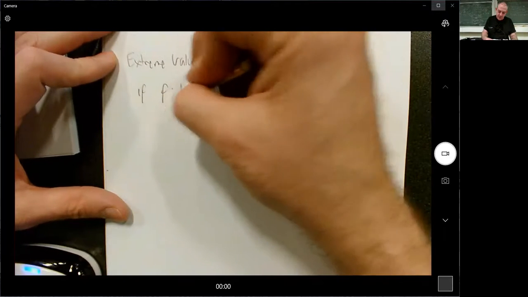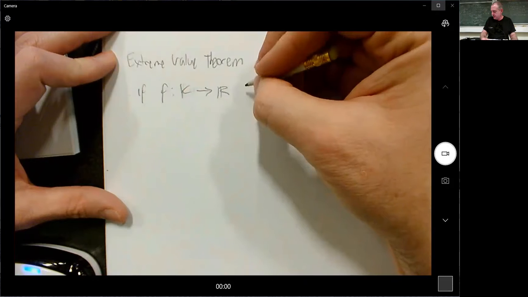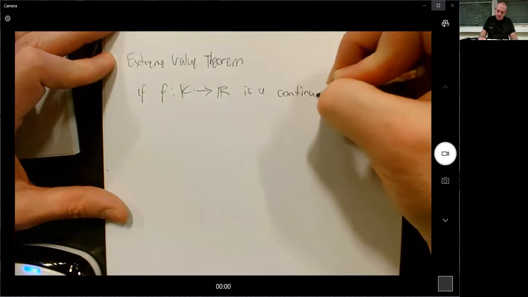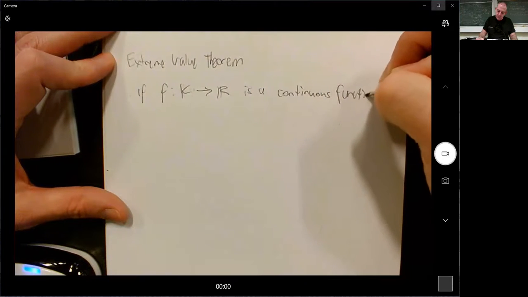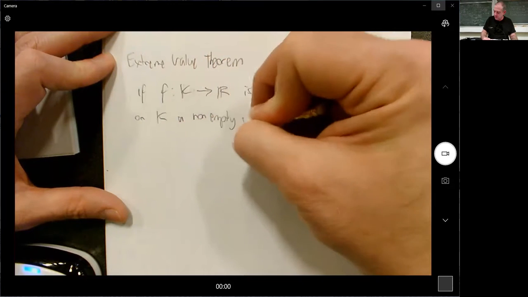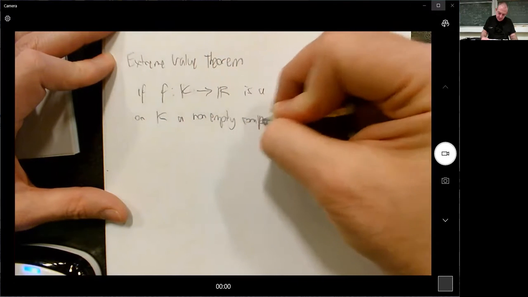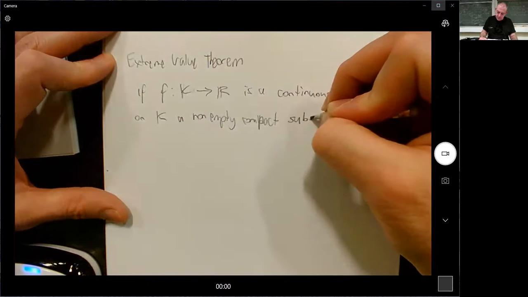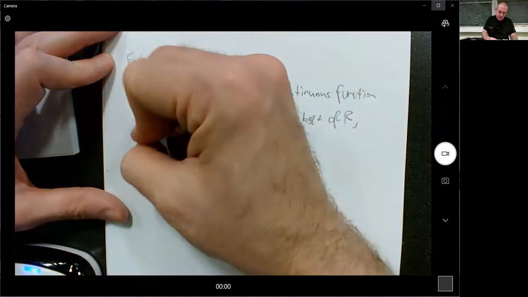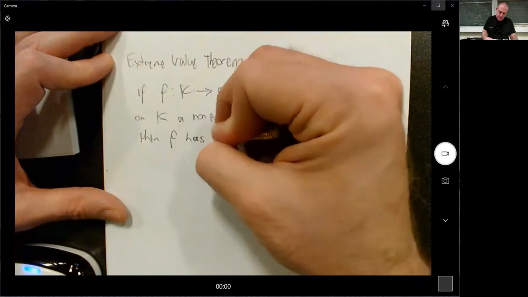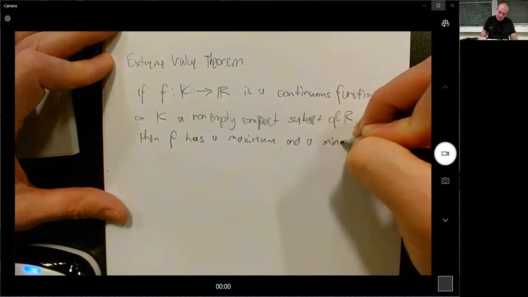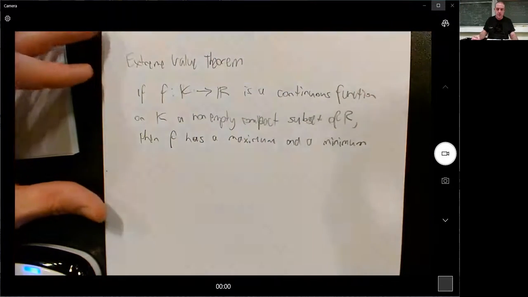So if f, which sends K to R, is a continuous function on K, a non-empty compact subset of R, then f has a maximum and a minimum. Okay.